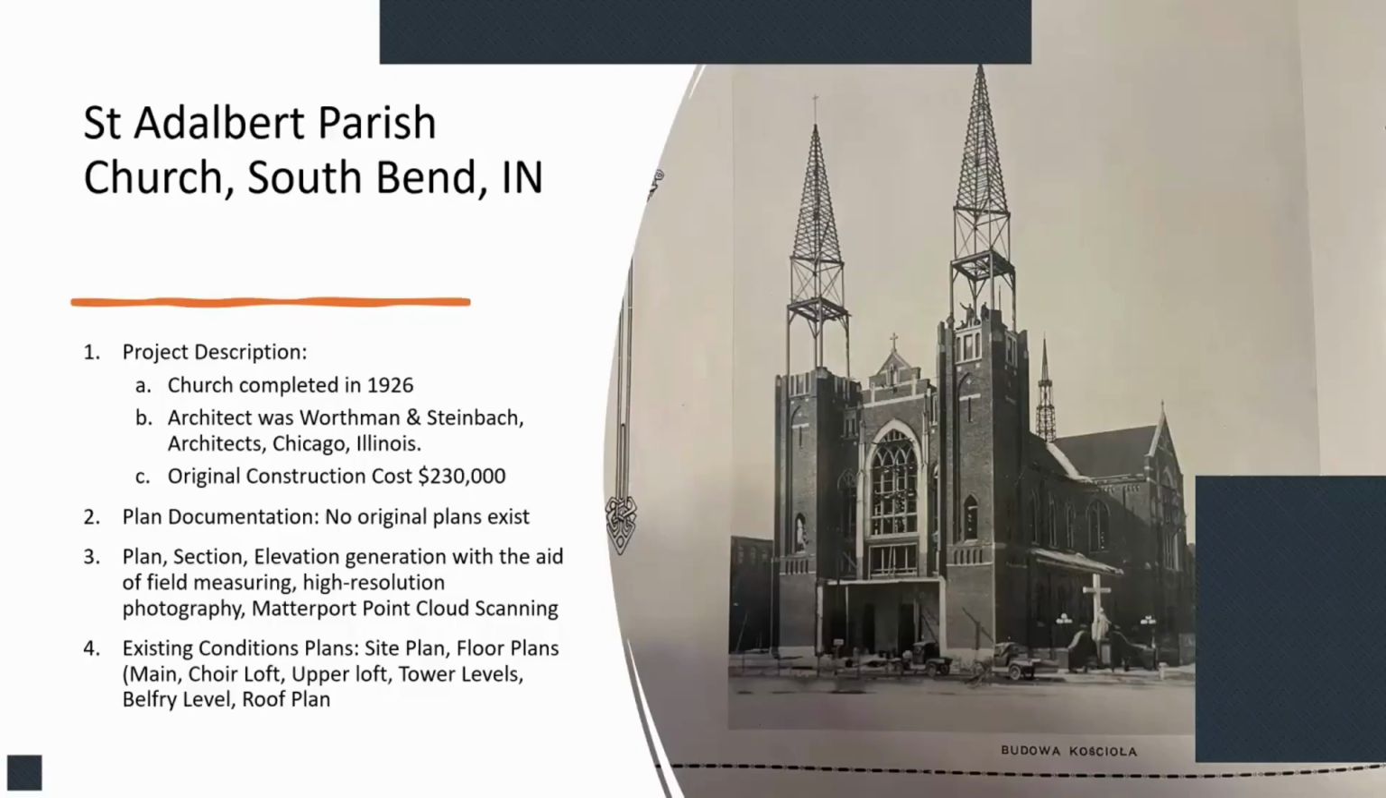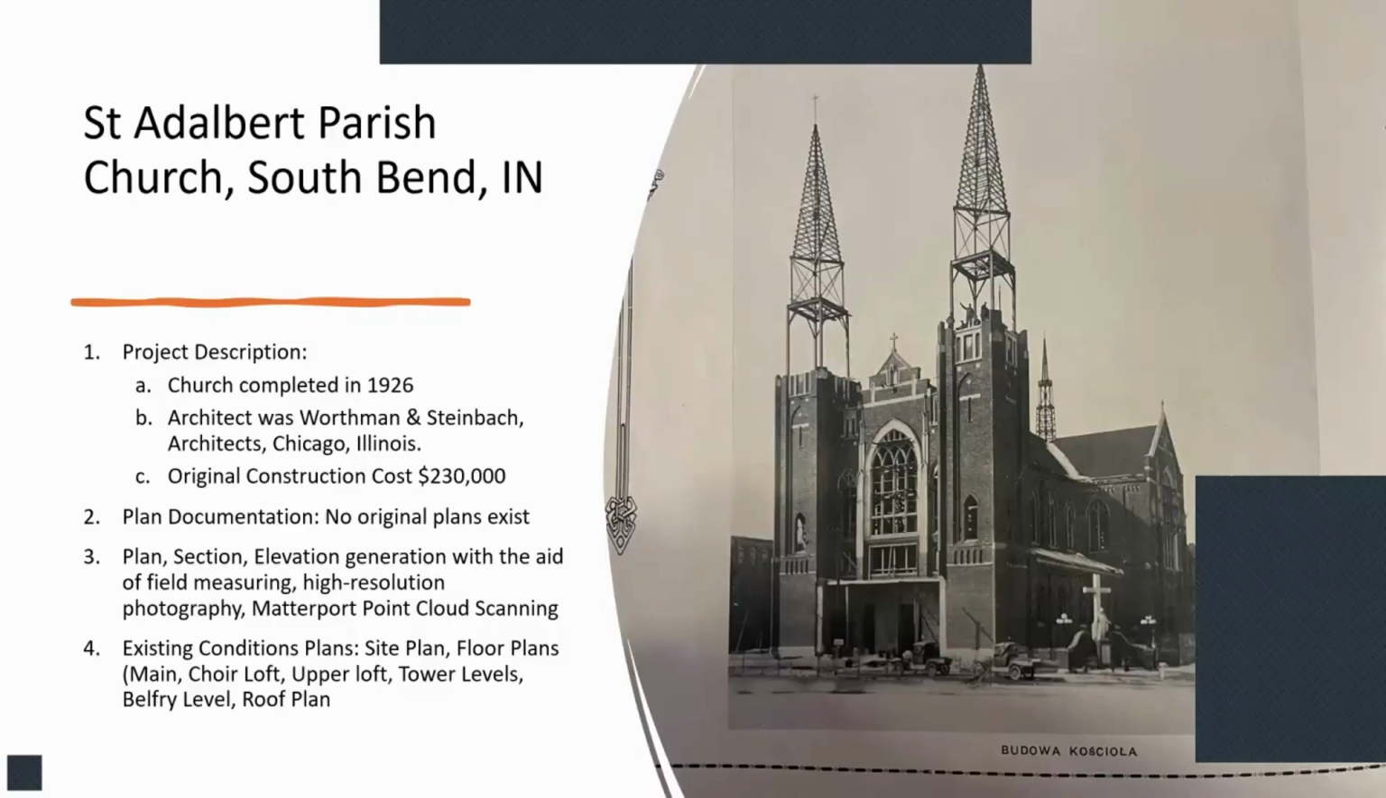The active work that's in construction right now has just completed the re-roof of the project and is presently undergoing masonry rehabilitation. Our scope in terms of our initial study was to develop an assessment of the building, of which no original plans existed. It was built in 1926. The original architect was Worthman and Steinbach out of Chicago. Original construction cost, curiosity, $230,000. The renovation work that we're preparing is approximately $3 million for the roof and the masonry. So we can see that has changed over the years.